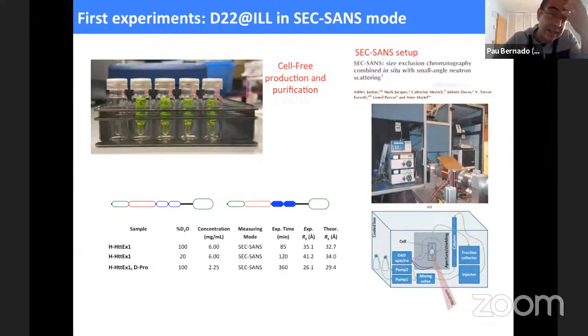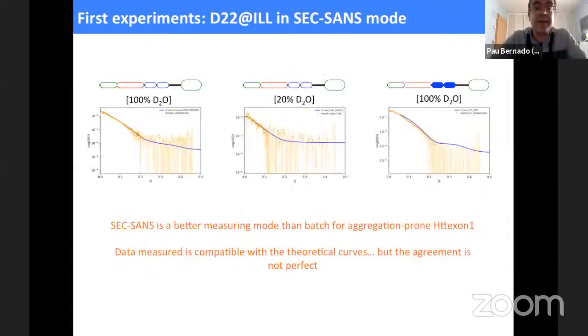And here you see the SANS curves. You will see the experimental data in yellow, and you can see that the quality, especially for those two, is pretty high. It's less good for this one, at 20% D2O, but that was because the sample was of lower concentration.